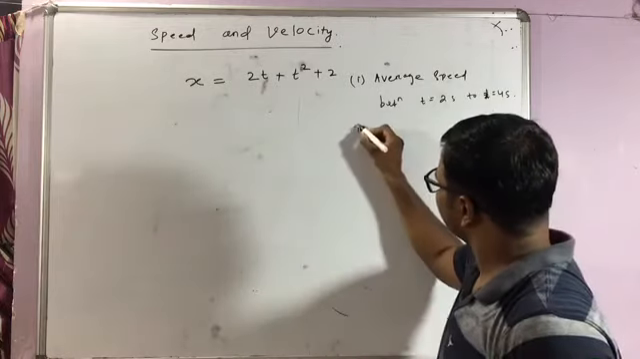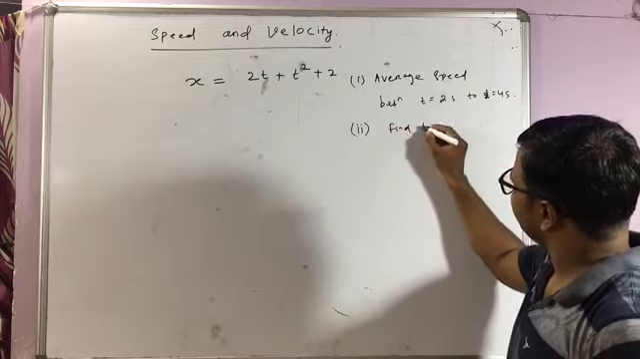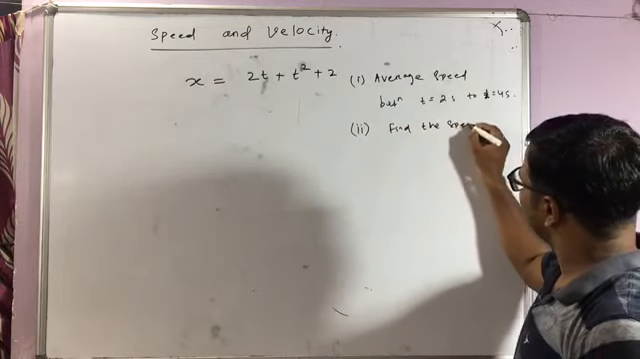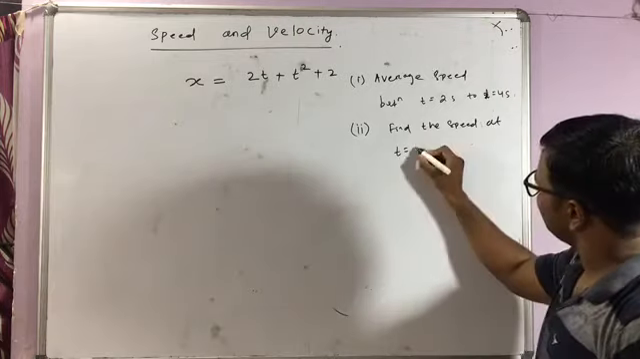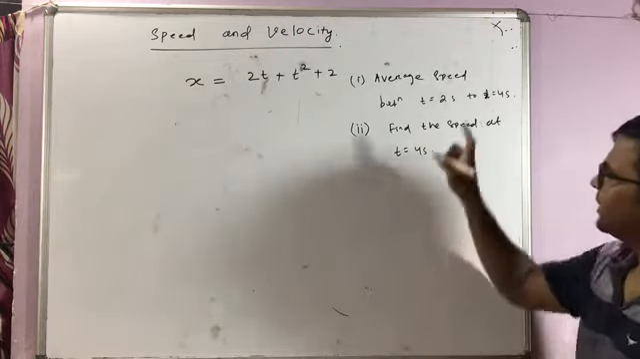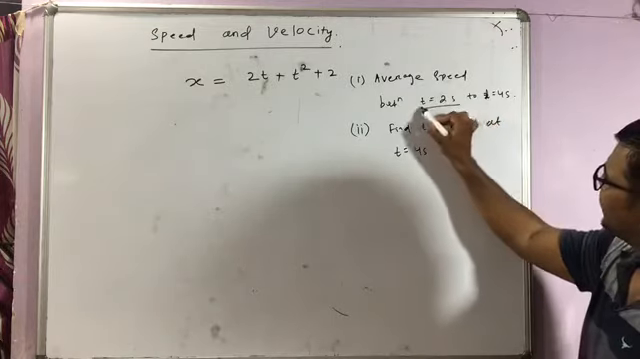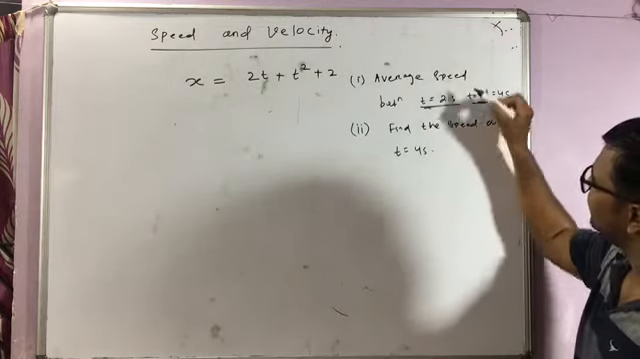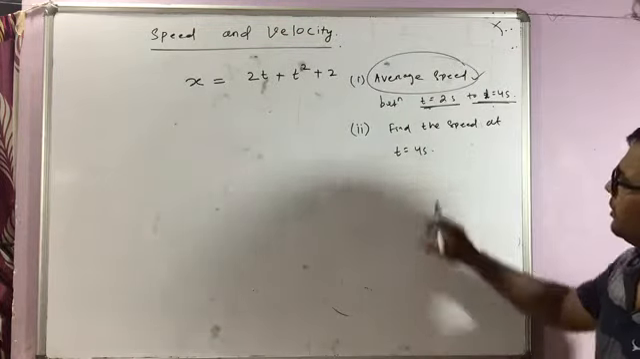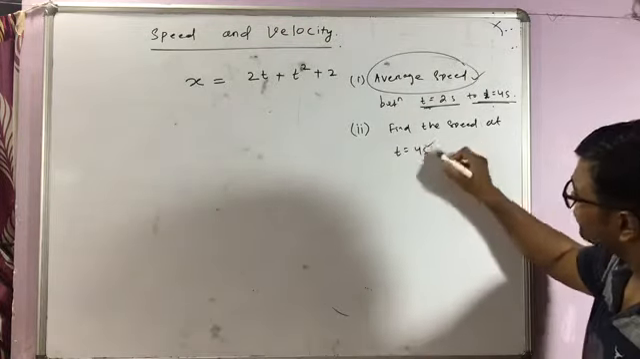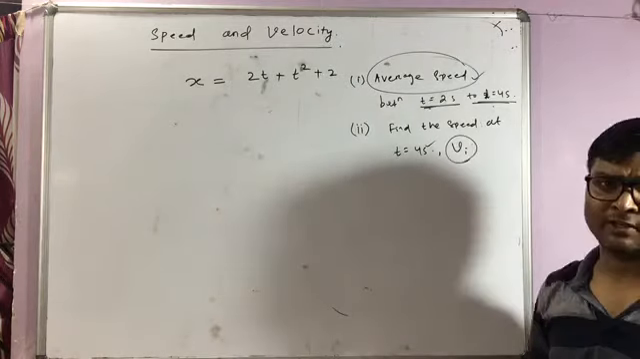And the second question is, find the speed at t is equal to 4 second. Now see here the time span 2 second to 4 second, because time span is given, means the speed you need to find out is average speed. But find the speed at 4 second means here in this case you need to find out the instantaneous speed.